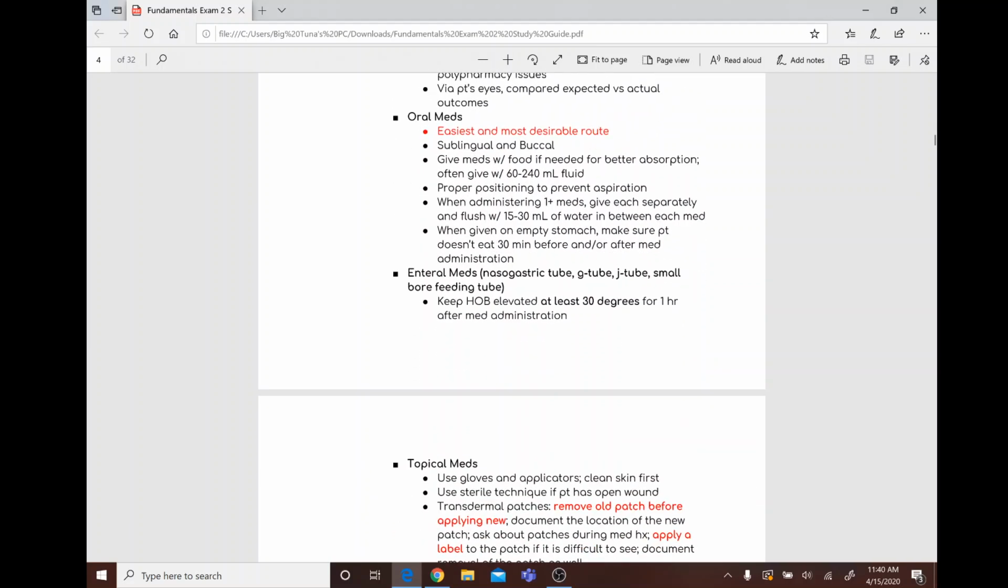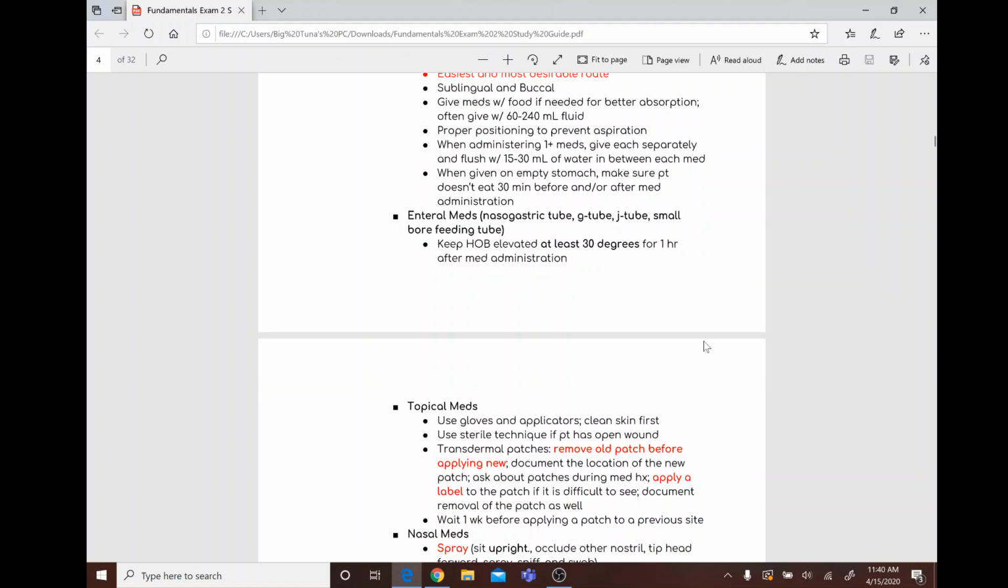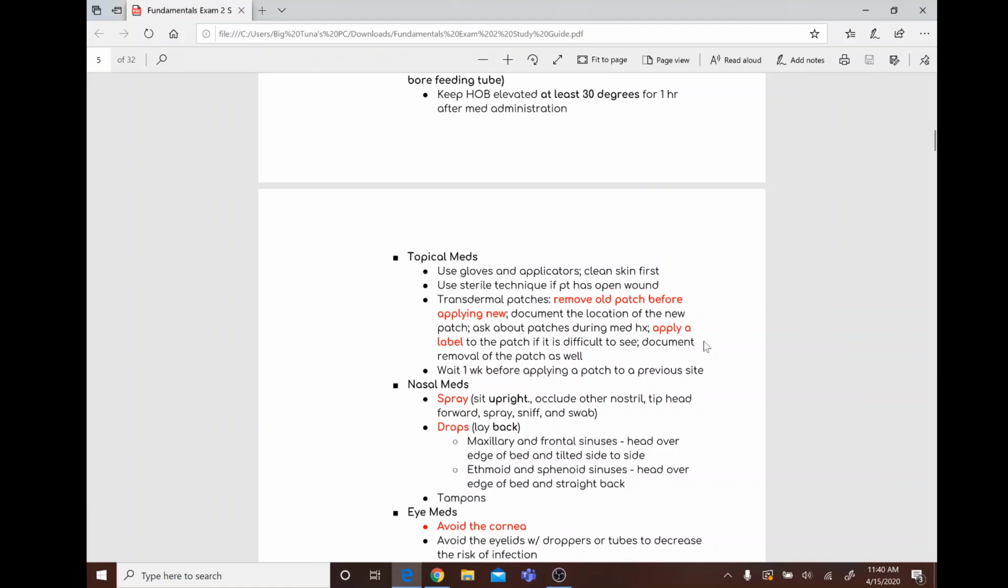Enteral meds are like NG tube, G tube, J tube, or small bore feed tubing. Keep the head of the bed elevated at least 30 degrees for 1 hour after med. All right, topical meds. Tell me about topical meds. You're going to use gloves and applicators. You're going to clean the skin first. Use sterile technique if applying to an open wound.